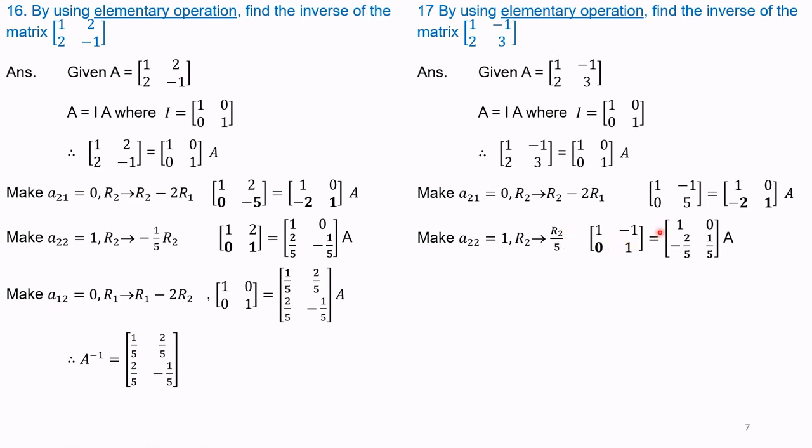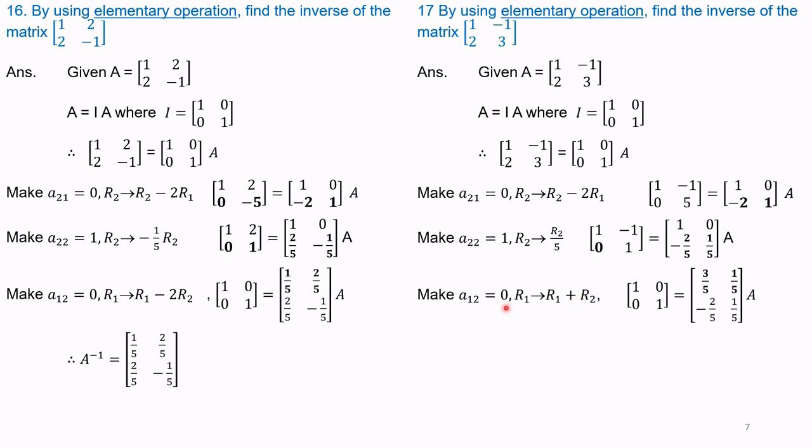Therefore, this becomes left hand side 1 minus 1 as it is, 0 into 1 by 5 is 0 only and R2 is 5. 5 by 5 is 1. Therefore, it is 1. On the right hand side, we have to perform the same operation. 1, 0 as it is. Minus 2 is there. We have to multiply it by 1 by 5. That becomes minus 2 by 5. And the next element is 1 by 5.